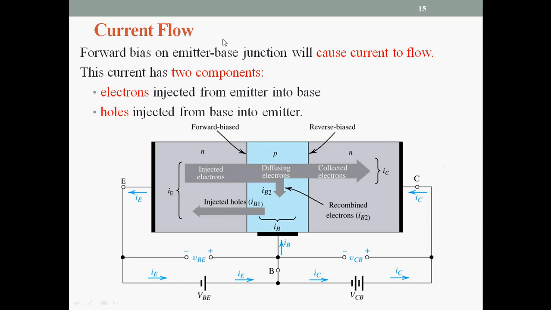Forward bias of an emitter base junction will cause current to flow. This current has two components, that is electrons injected from the emitter into the base and holes injected from the base into the emitter. We have seen this junction is forward bias and this junction is reverse bias. The voltage drop between the emitter base is VBE and the voltage drop between the collector base junction is VCB.